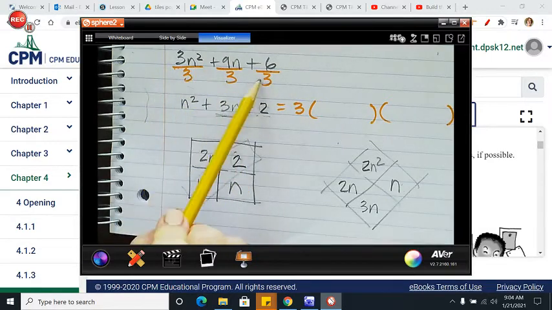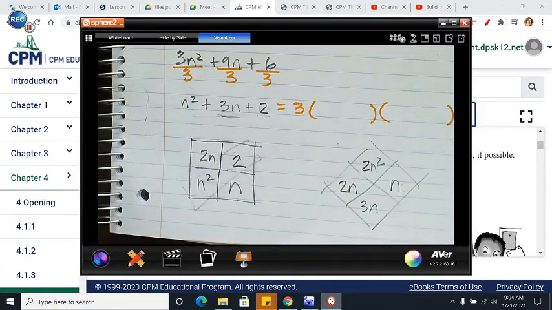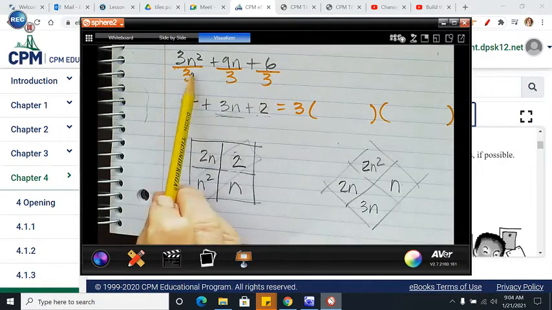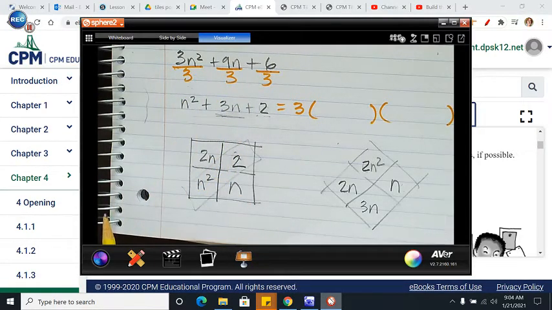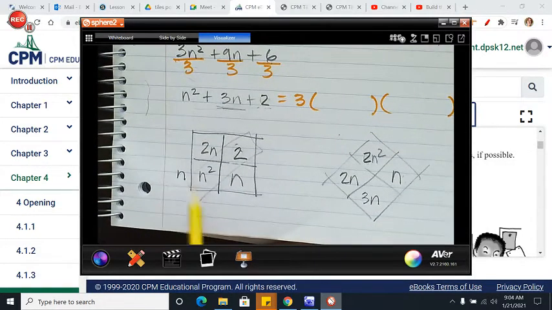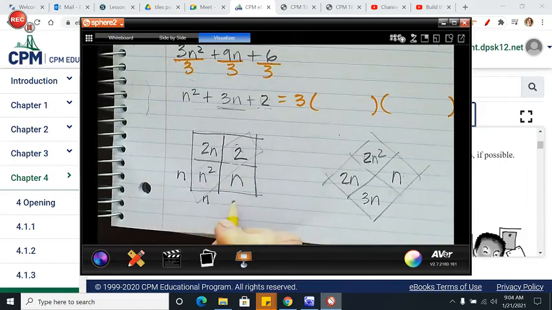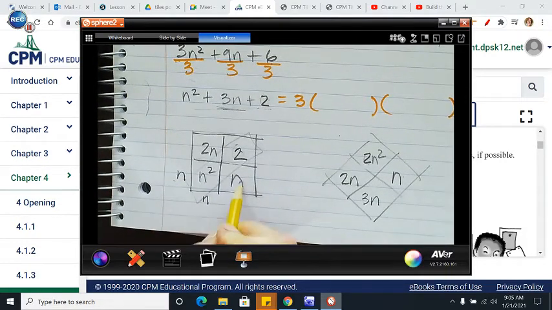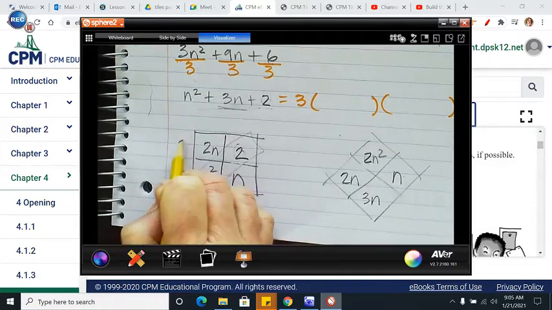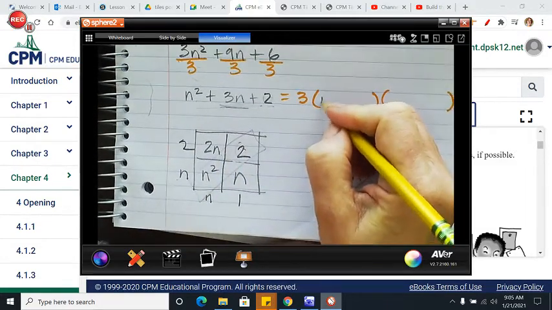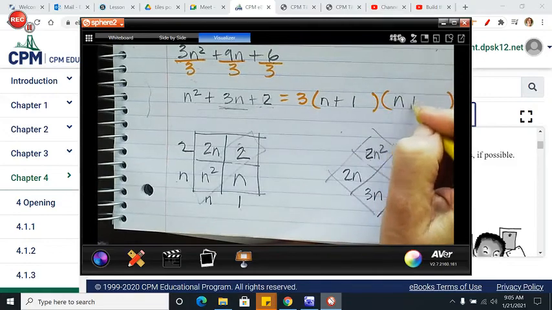And could you do the area and diamond with 3n squared, 9n, and 6? Yes, you could. It's just the numbers will be bigger and the diamond will be bigger. You'll have a bigger number here, and that may or may not be difficult for you. But if it says to factor completely and you don't factor out this common factor, I can't give you full credit, for example, on a test. Okay, so then n times n is n squared, n times 1 is n, n times 2 is 2n, so this would factor into n plus 1 and n plus 2.